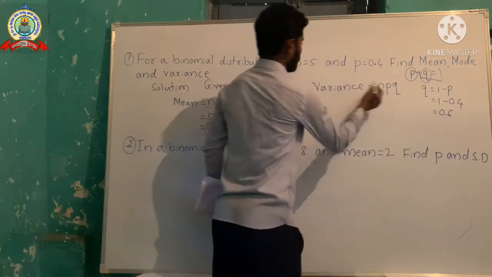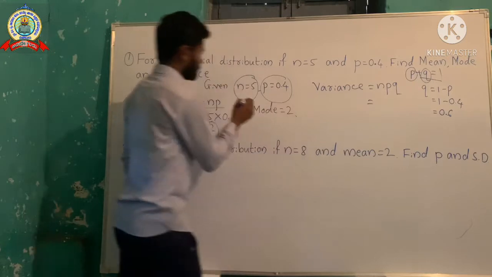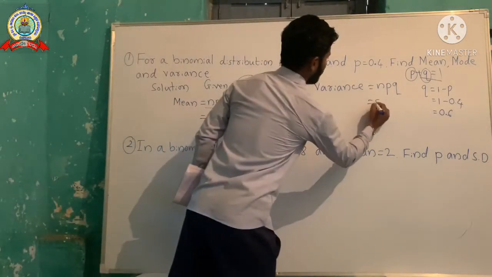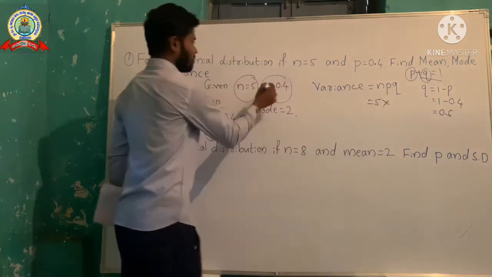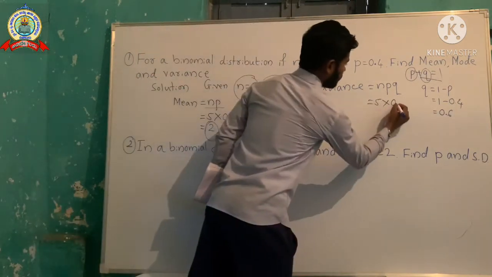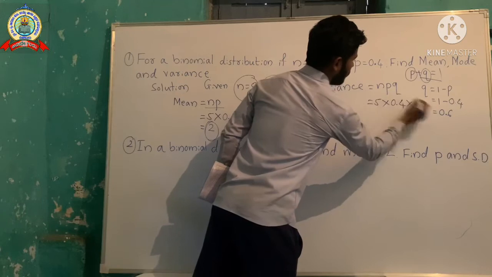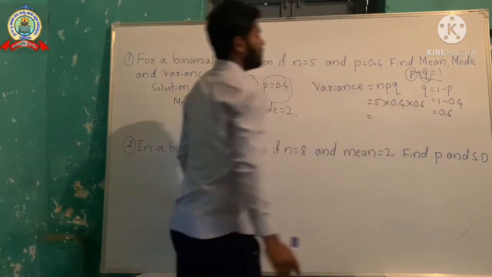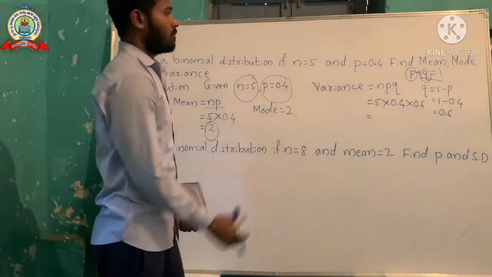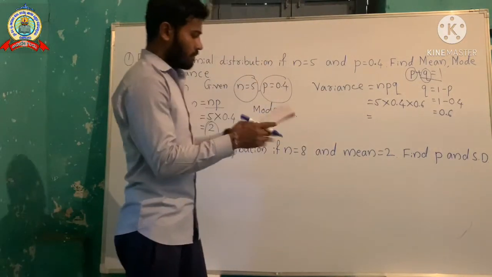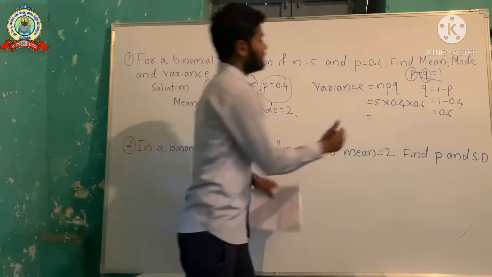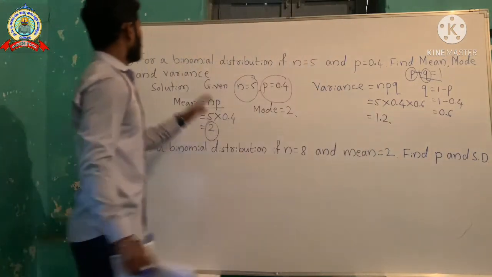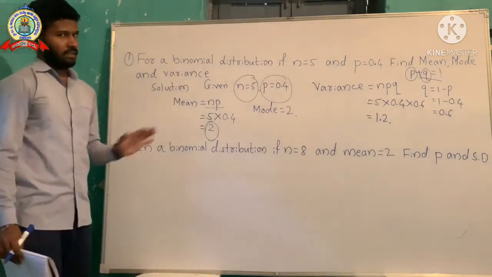Okay. So the n value is 5, into the p value 0.4, into the q value 0.6. So the product of these values is 1.2. So the first problem is completed.